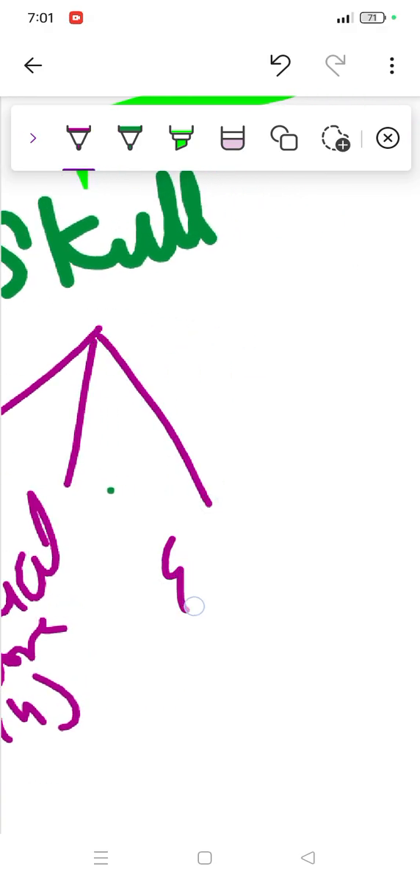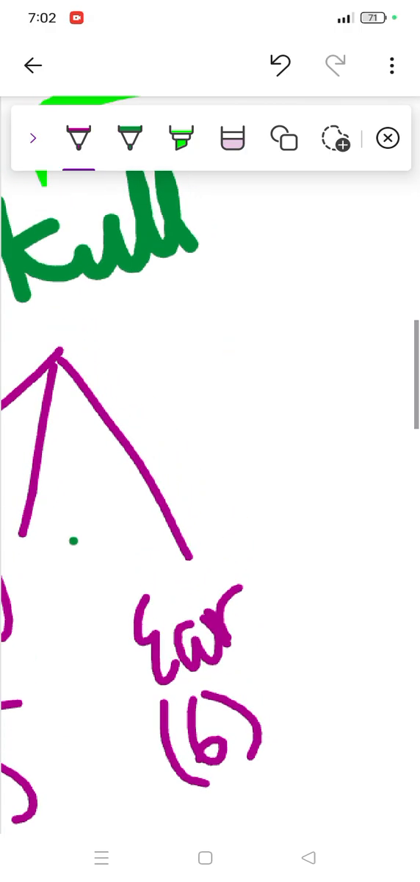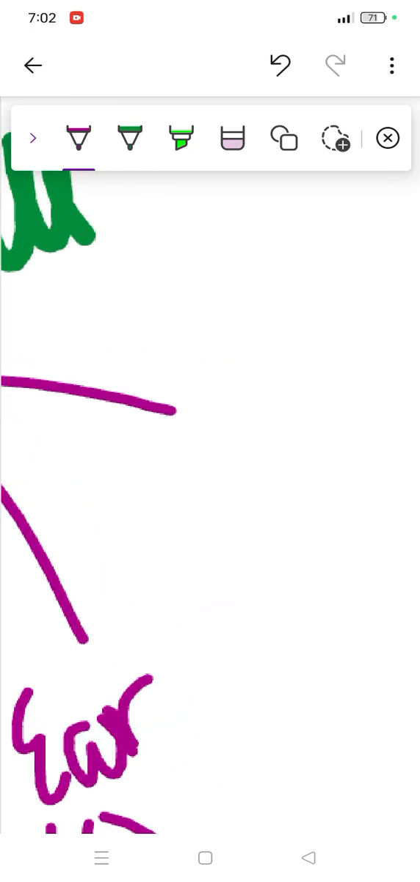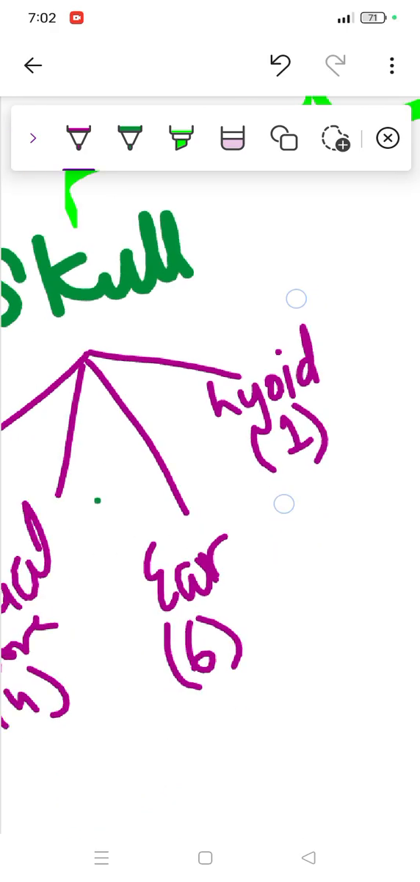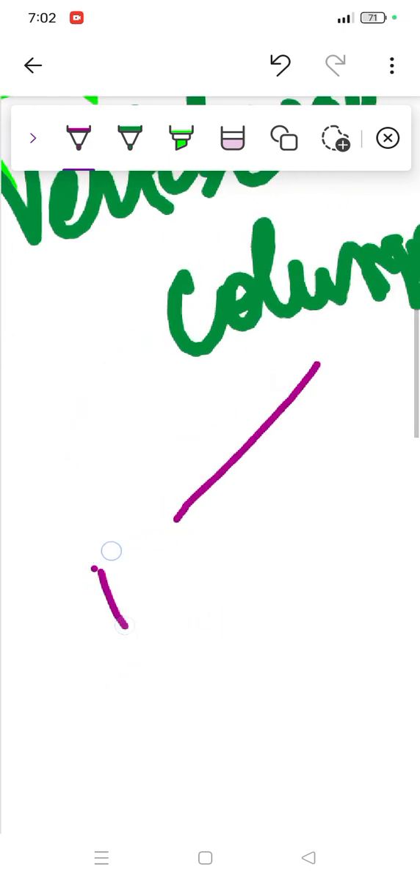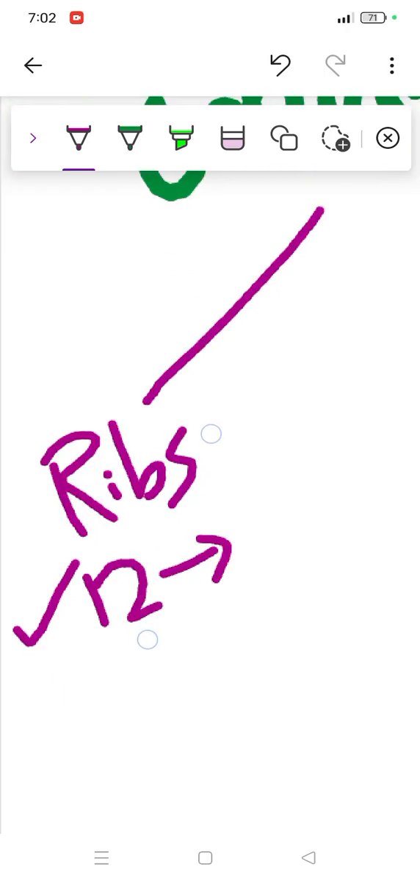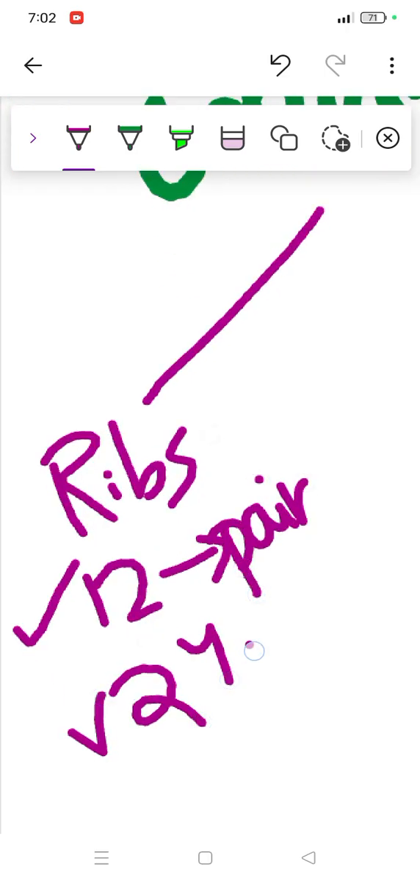We have three bones in each ear, so altogether we have 6 bones: malleus, incus, and stapes. Then we have the hyoid, which is only one bone. These are the four main divisions. Then in the vertebral column we have ribs. Basically ribs are 12 in pairs, or basically 24 in number.